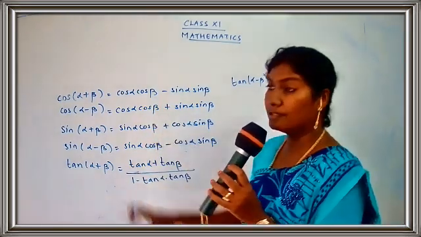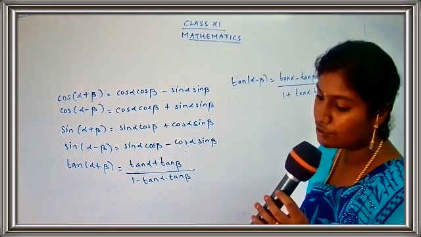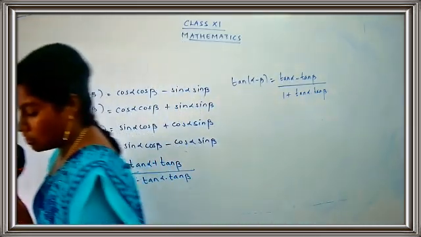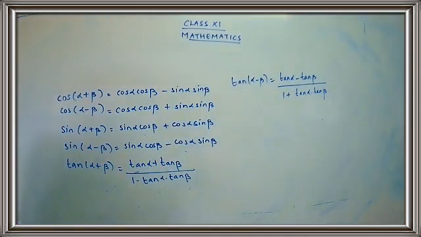So you have to remember the 6 identities. What is the first one? Cos alpha plus beta. What is cos alpha plus beta? Cos alpha cos beta minus sin alpha sin beta. What is cos of alpha minus beta? Cos alpha cos beta plus sin alpha sin beta.